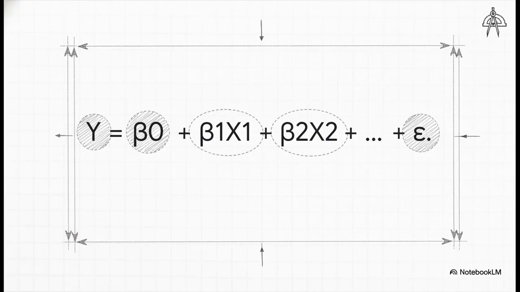And there it is. This is the blueprint. It's called a first-order model, which is just a fancy way of saying we're assuming a straight-line relationship between our inputs and the outcome. It might look complex, but really it's just a bunch of stuff added together. Let's break down what each symbol means.